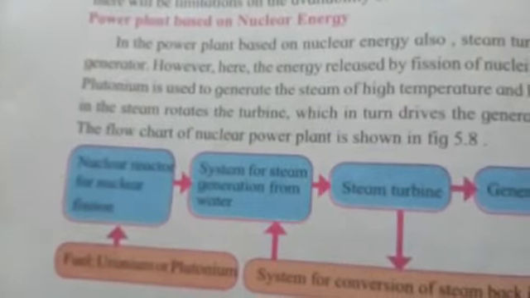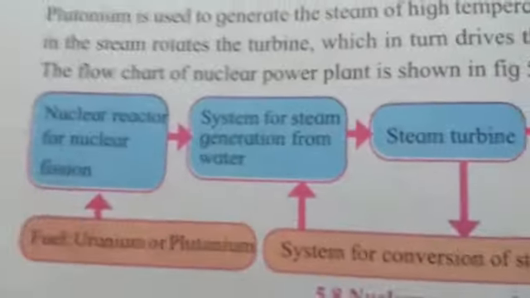So the radioactive elements are the elements whose nucleus disintegrates spontaneously, as in the case of uranium, plutonium, thorium, and most of the elements with higher atomic number. The nucleus of such elements disintegrates spontaneously and releases a large amount of energy, and the same energy is used for the production of electricity. So all such things happen in a nuclear power plant.